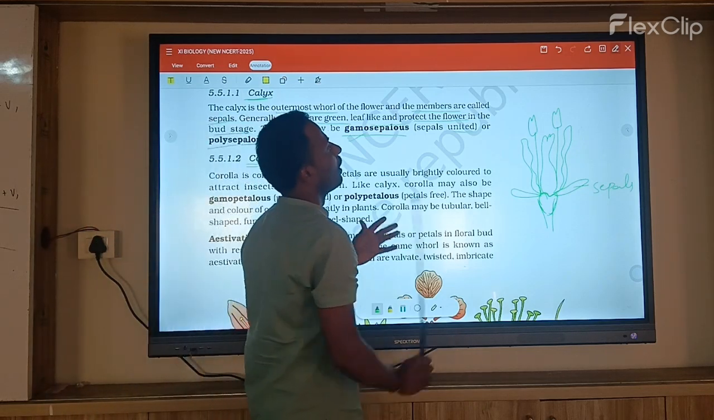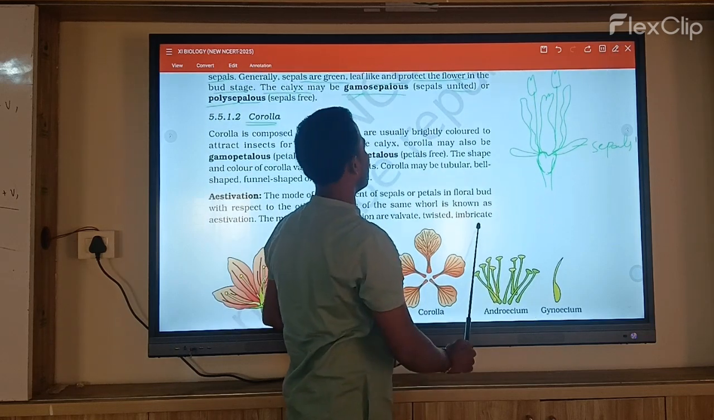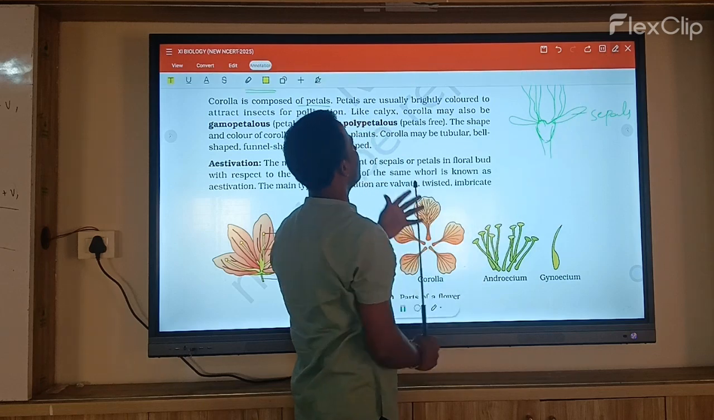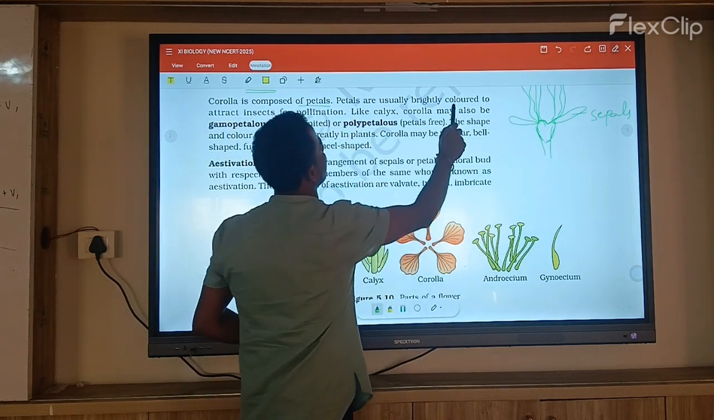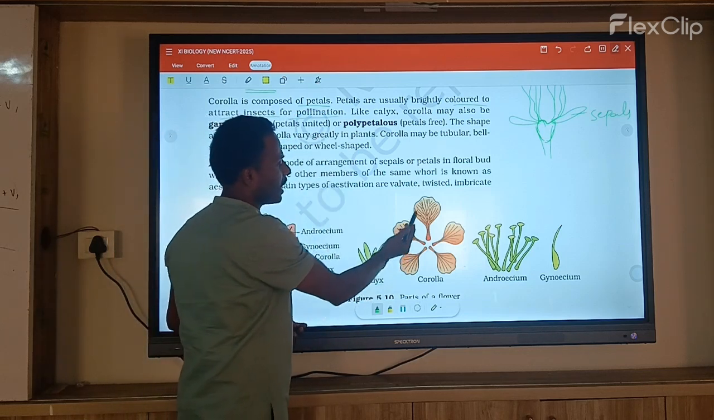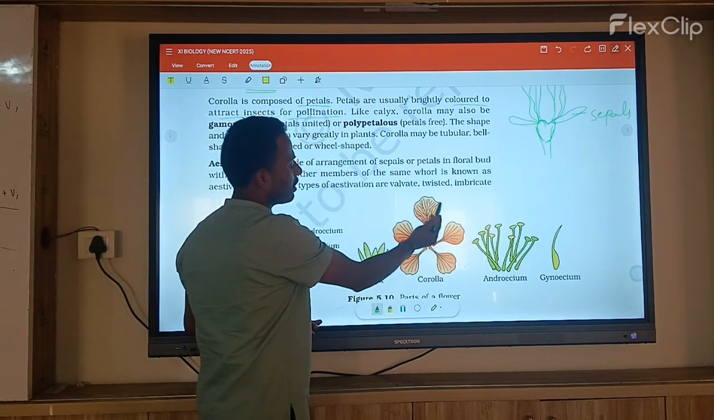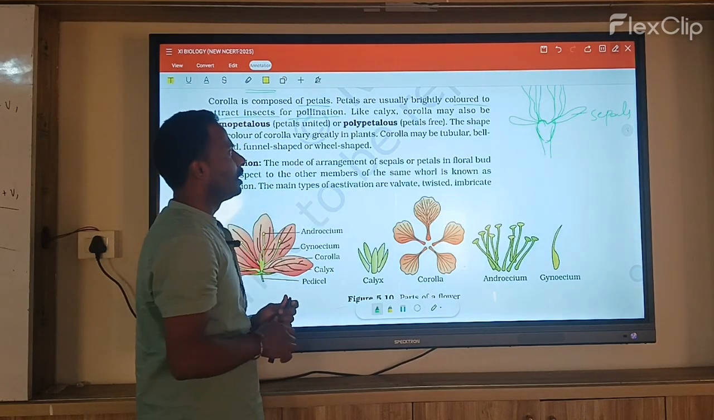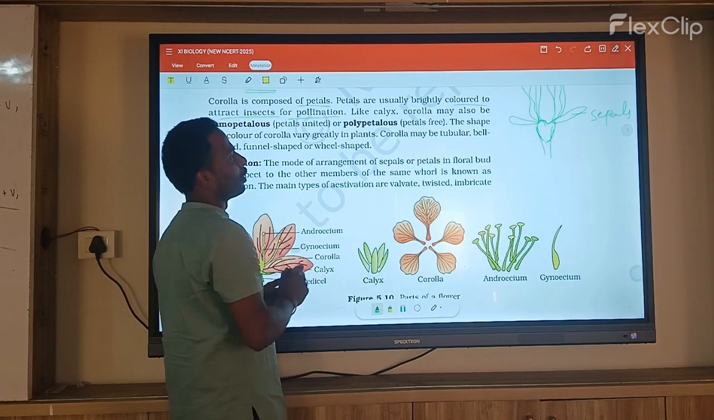They are composed of petals. Usually they are brightly colored in different colors because they attract insects for pollination. So, for example, the petals help in the attraction of insects for pollination.